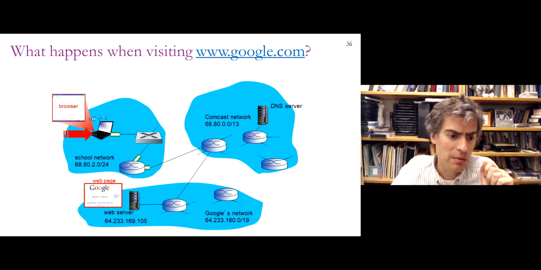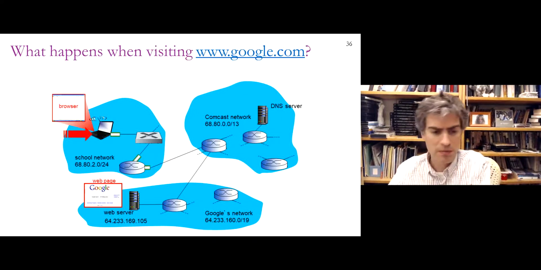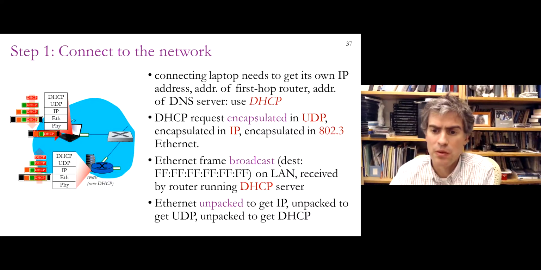So we have our laptop connected to a school network. We open up a browser. We want to fetch the web page that's stored in a web server. The first thing that happens is that we connect to the network. First we make a physical connection, like let's say we plug in or we connect to the radio channel with Wi-Fi. DHCP is used to request your basic IP configuration: your IP address, first hop router, DNS server address, and subnet mask.